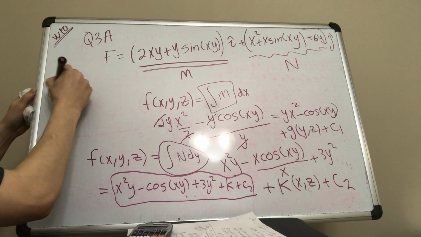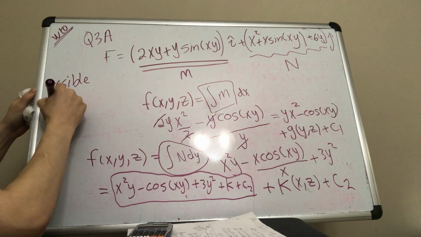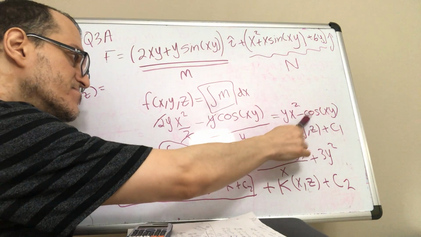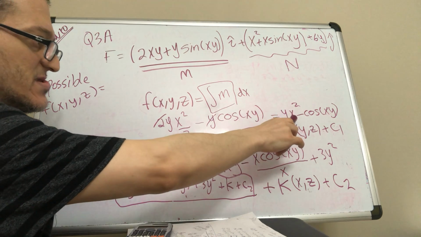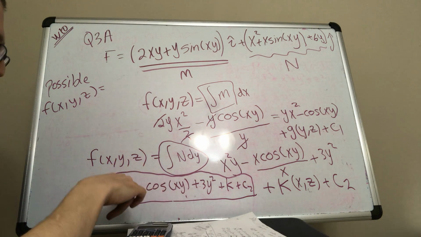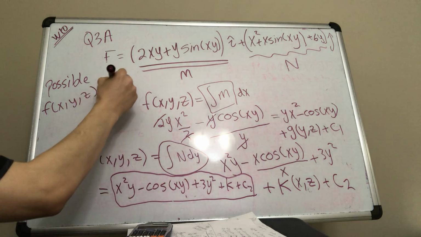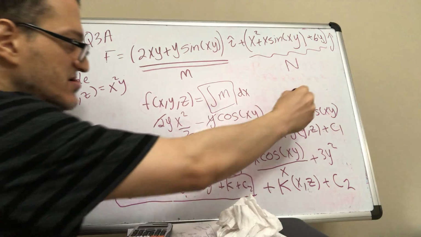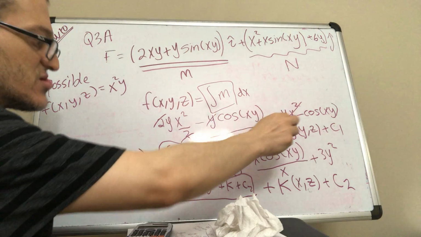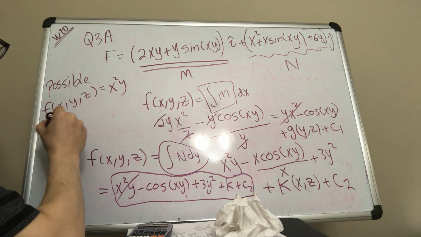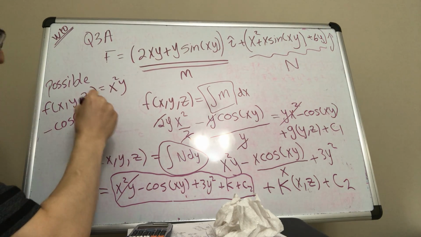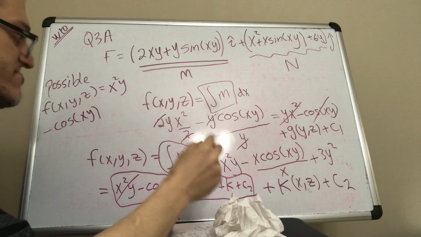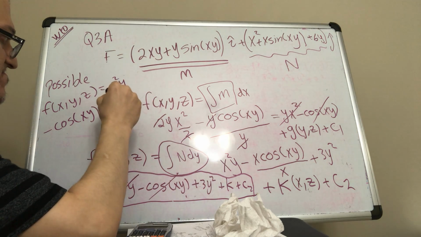So you say a possible function, you look at the two answers you got, this one and this one. You see the first term is common, the x squared times y, so you need that, but you only need it once. So now we got rid of this. The cosine is also common, so we need this, minus cosine xy, but you only need one of them. 3y squared, we need it, because it's in this one.